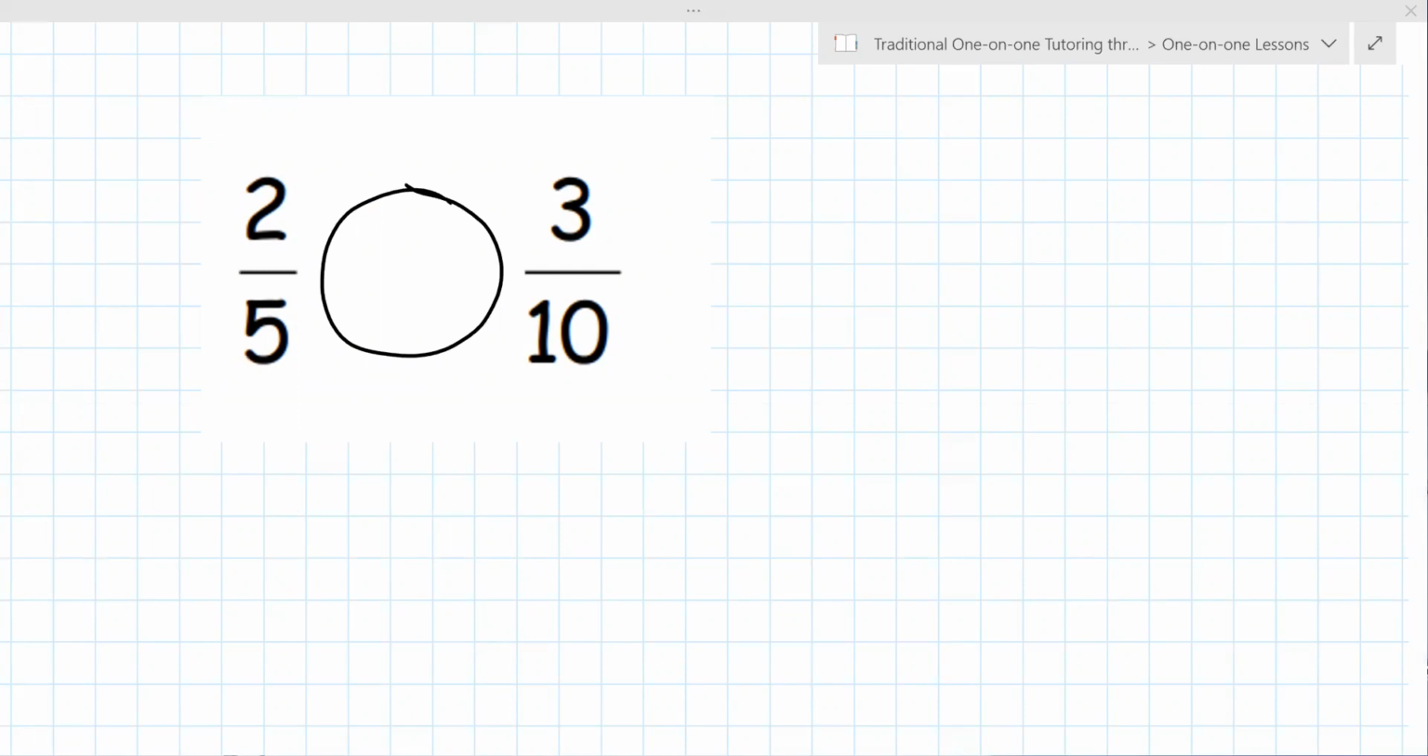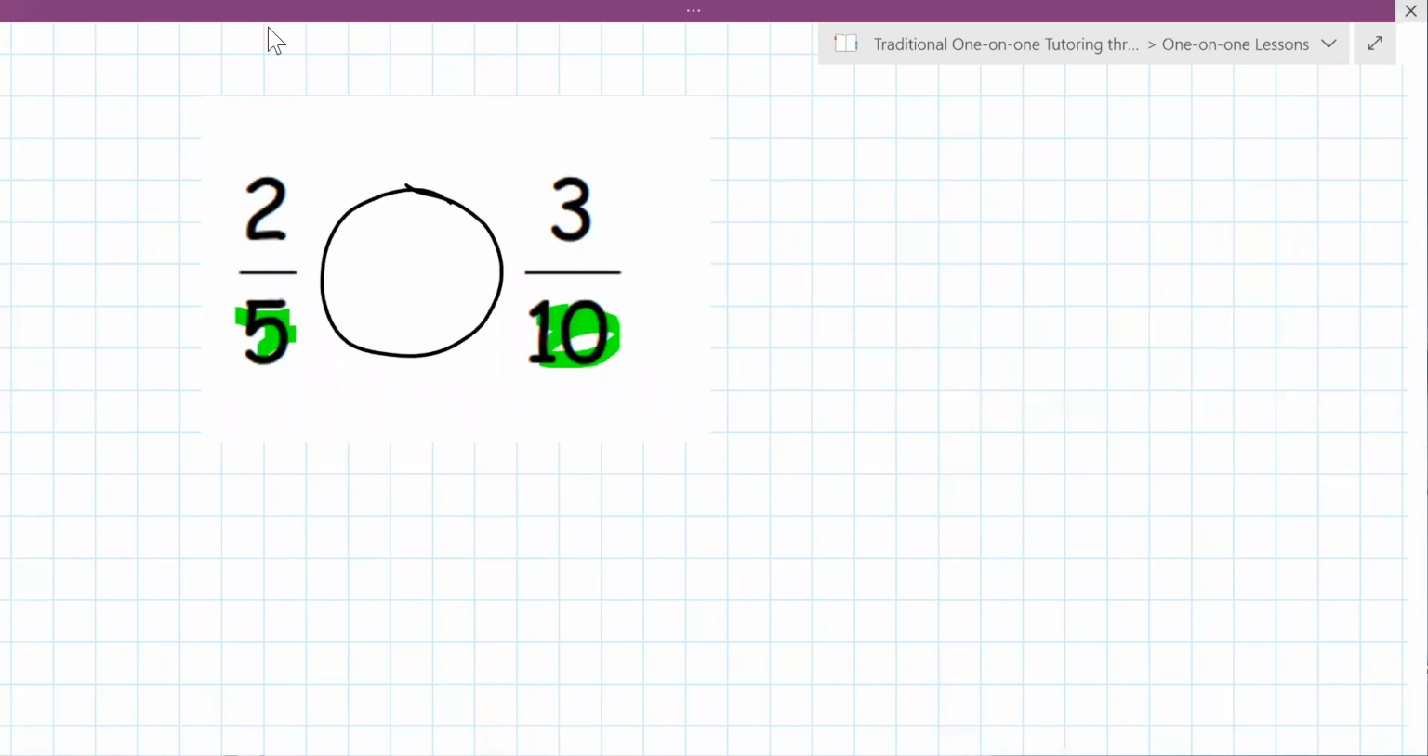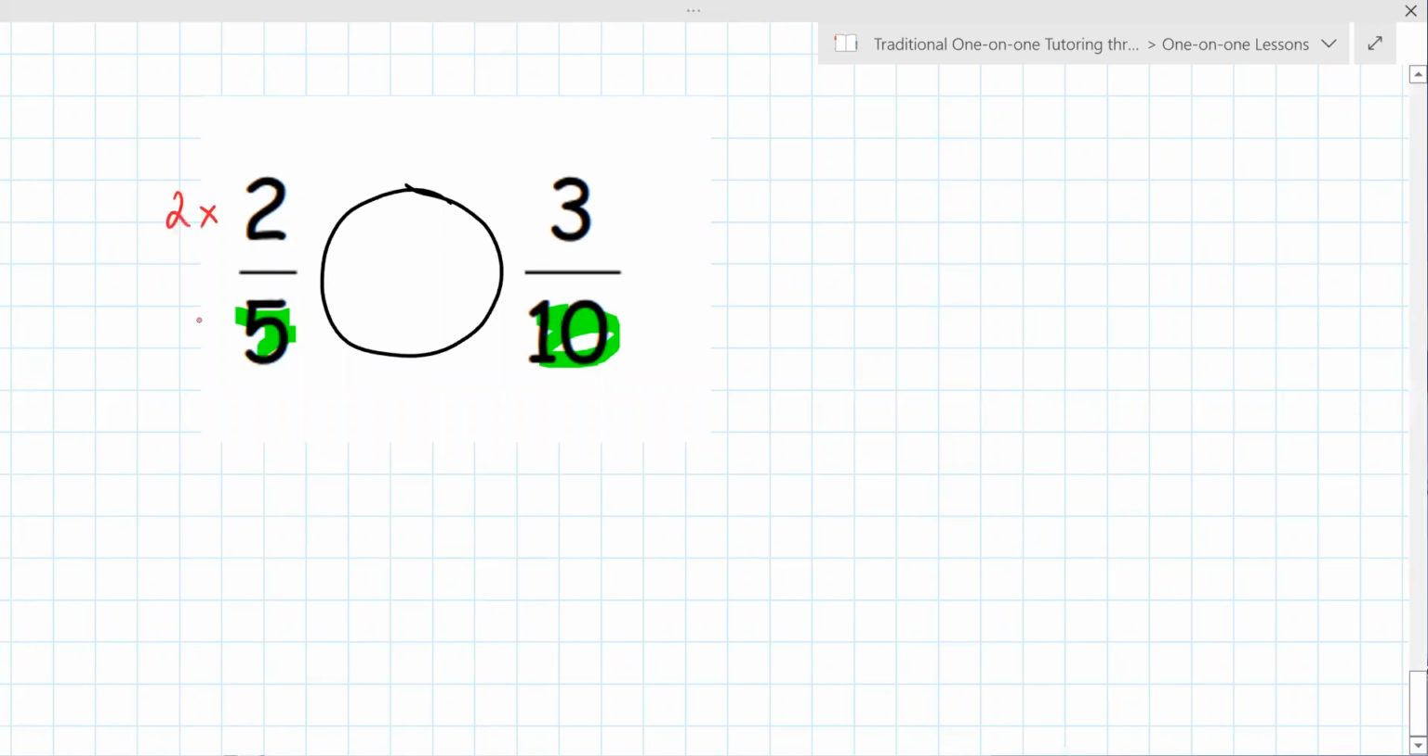I have a question. Yes. Which do I multiply? You generally go up to the bigger number, so you really want the 5 to turn into a 10. What do you multiply 5 by to get to 10? 2. Okay, so you're going to multiply both numbers on the left by 2.